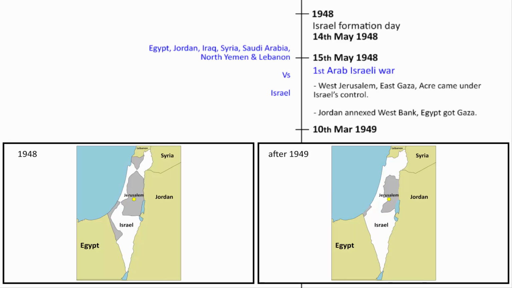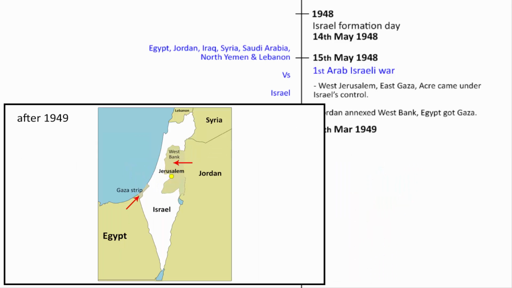As you can see, western part of Jerusalem came under Israel's control. Eastern part of Gaza came under Israel's control, and the whole city of Acre in North Israel came under Israel's control. On the other hand, Jordan annexed and gained control of the West Bank, and Egypt gained control of the Gaza Strip. After the end of the war, hundreds of thousands of Palestinian Arabs fled the Israeli territory and moved into Jordan, Lebanon, Syria and Egypt.